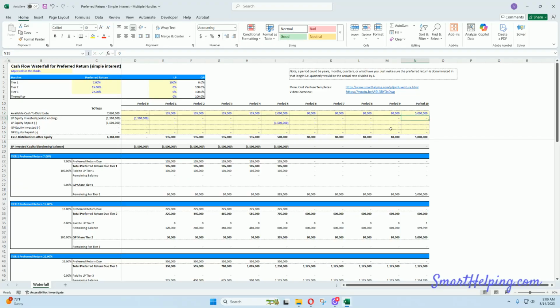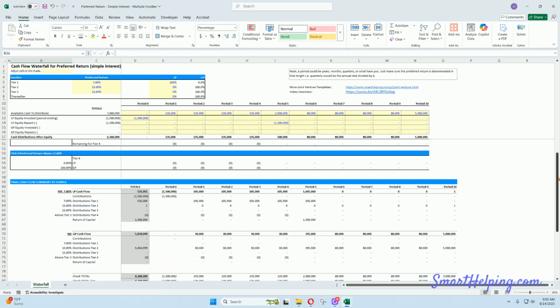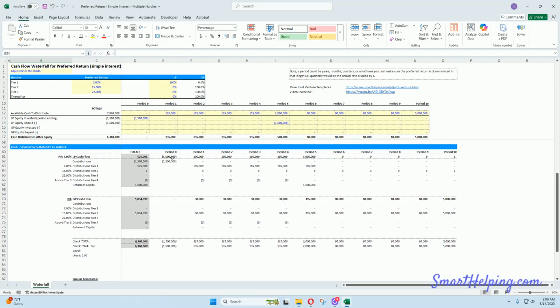Here you could do a pref with multiple hurdles, but basically what's happening is on this investment of 1.5 million, the LP is getting all the cash flows up to 7%. So what does that mean? Well, we've got some logic here for each of the tiers, and if we go down to the bottom, it's easy to see. LP, what are they getting? 105,000, 105, 105. Now, if this were to be 0, some of that unpaid return in year one is now going to be paid whenever there is cash. So this model does accrue unpaid returns.